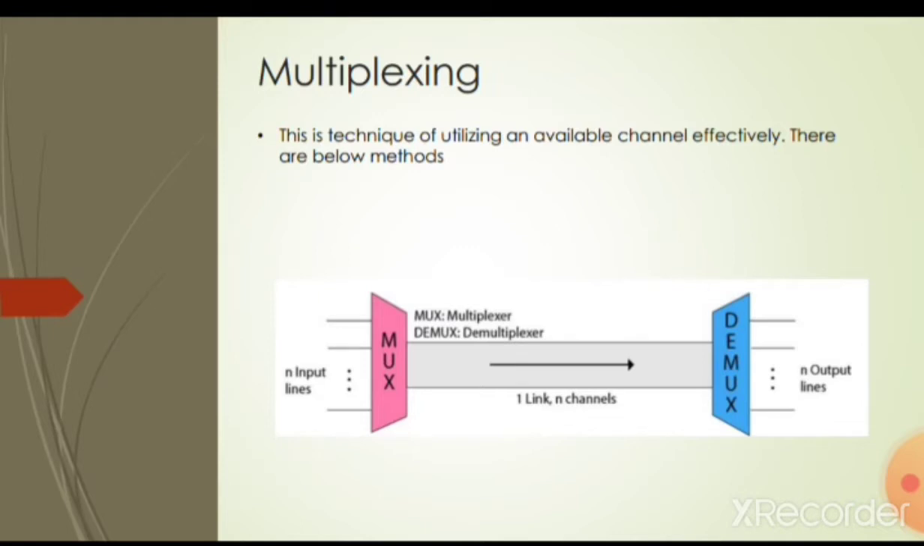So what is multiplexing? It is a process of combining data streams, and the hardware used for multiplexing is known as the multiplexer. Multiplexing is achieved by using a device called a multiplexer that combines n input lines to generate a single output line, and demultiplexing is achieved by using a device called a demultiplexer, which is available at the receiving end. The demultiplexer separates a signal into its component signals.